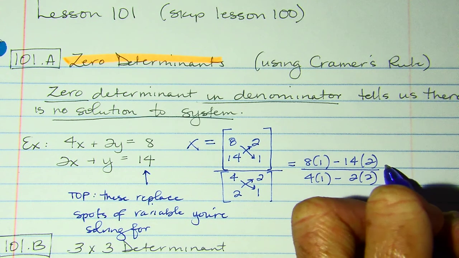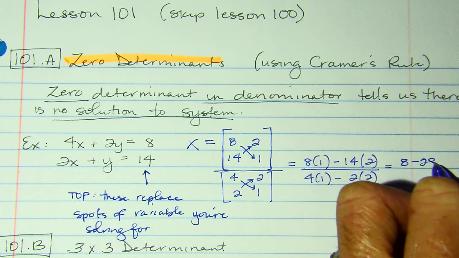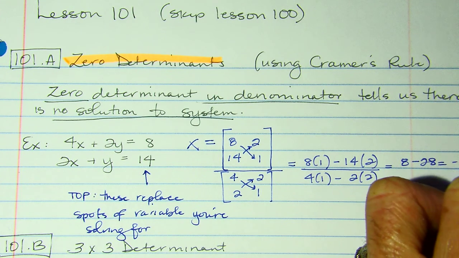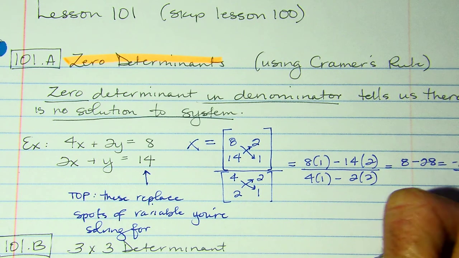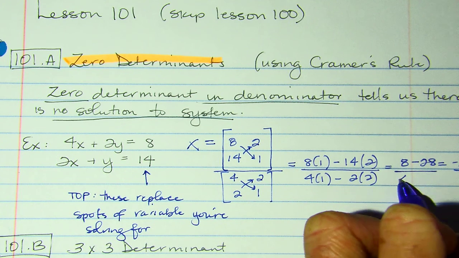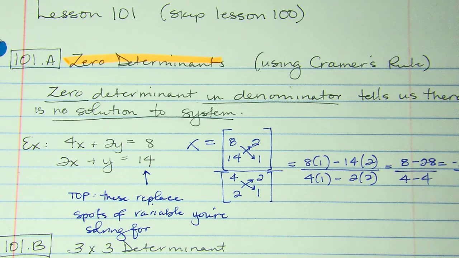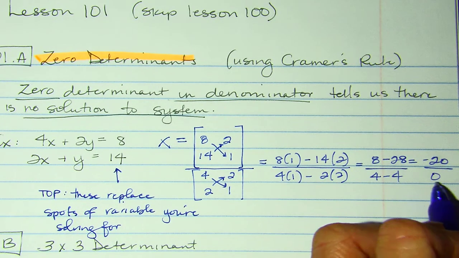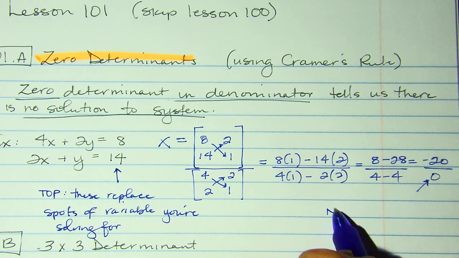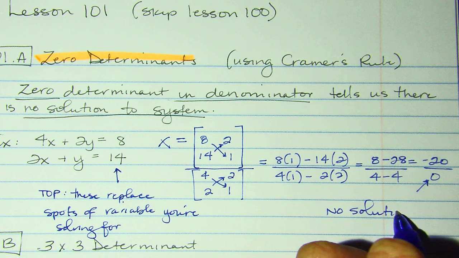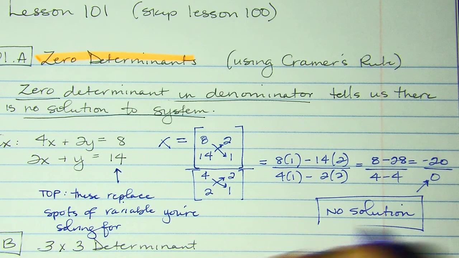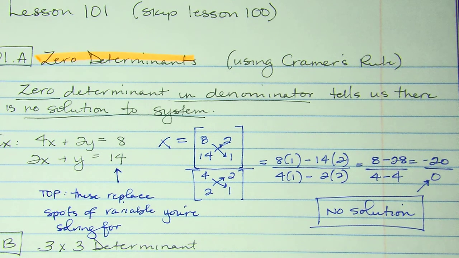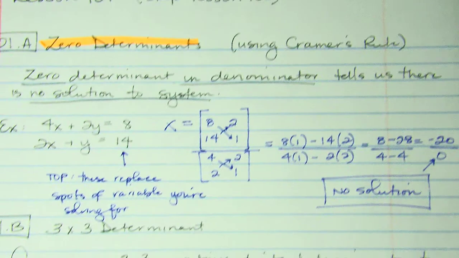So in the top, I get 8 minus 28, or negative 20. On the bottom, I get 4 minus 4, or 0. I cannot divide by 0, so there is no solution to this system, which means that these lines are probably parallel. Okay, they don't intersect at any point.